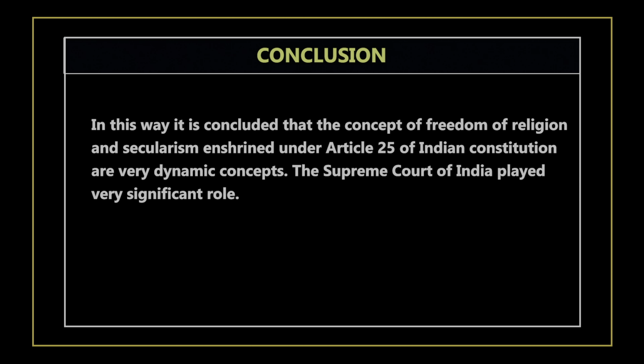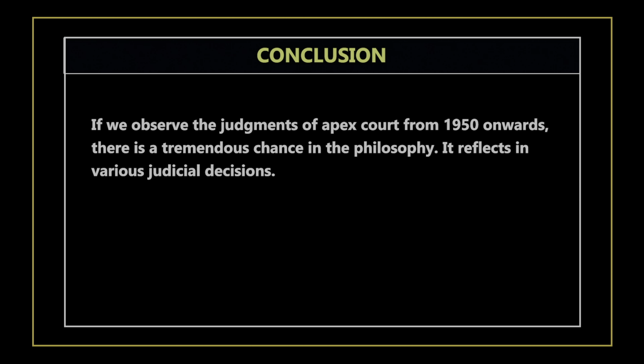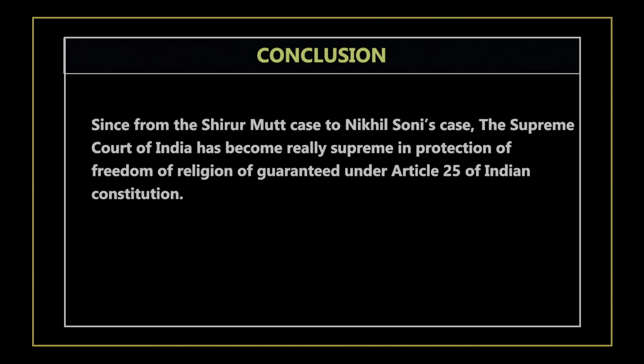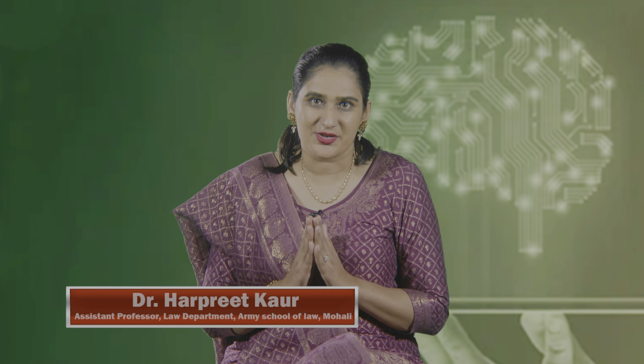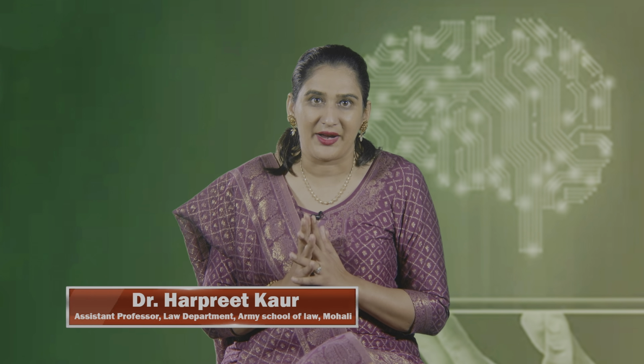In this way, it is concluded that the concepts of freedom of religion and secularism enshrined under Article 25 of the Indian Constitution are very dynamic concepts. The Supreme Court of India has played a very significant role. If we observe the judgments of the apex court from 1950 onwards, there is a tremendous change in philosophy. It is reflected in various judicial decisions. From the Shirur Mutt case to the Nikhil Soni case, the Supreme Court of India has become really supreme in protection of freedom of religion granted under Article 25 of the Indian Constitution. Freedom of religion is subject to the rights of others, and the Supreme Court of India has played a balancing role. Secularism is a phrase used in the Indian Constitution but not clearly defined as fit for Indian democracy. Hence, it is a dire need of the time to define this concept.